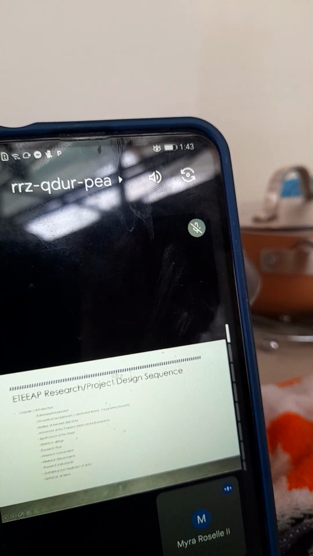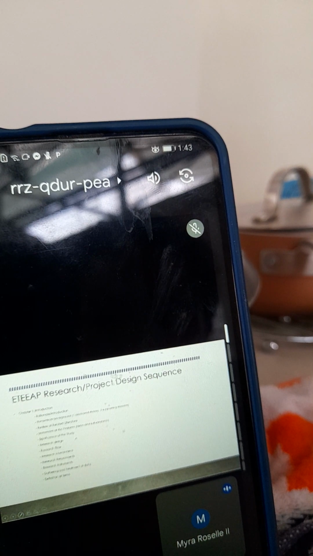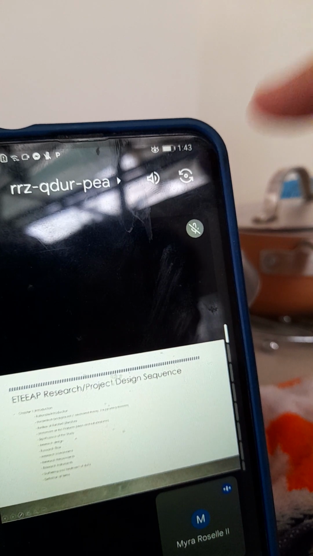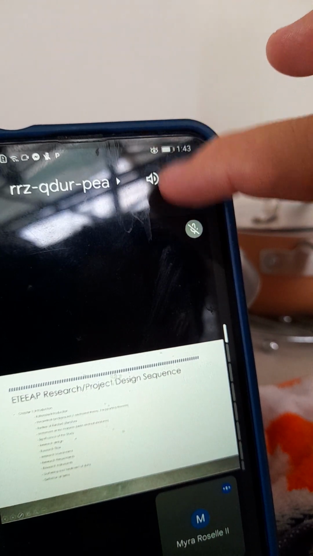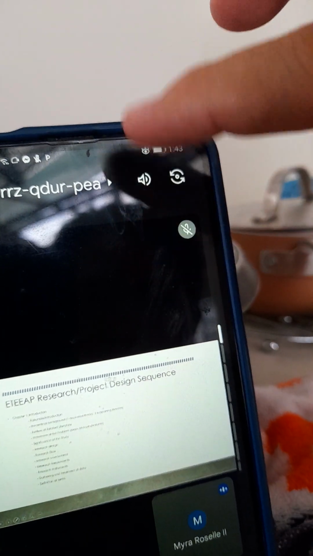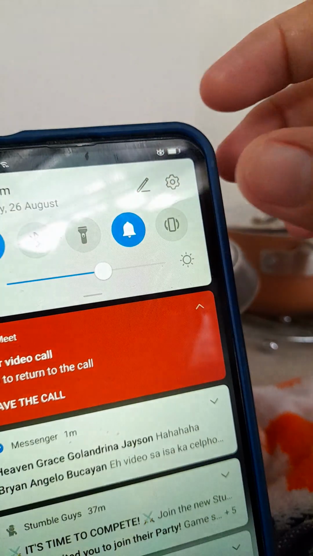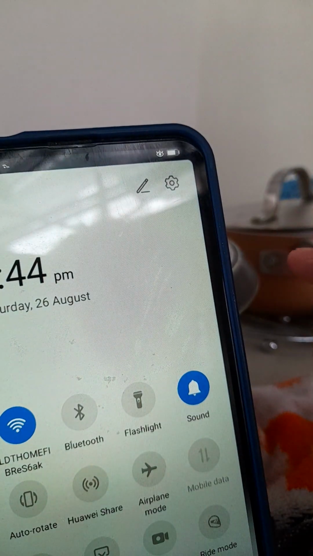After the statement of the problem, you have the significance of the study. Then you have the research design, research flow, research environment, research respondents in formats. Then you have research instruments, gathering and treatment of data. And then the last part of chapter 1 is definition of terms. Okay, so please take a screenshot. I will not be sending a file of this to the GC.